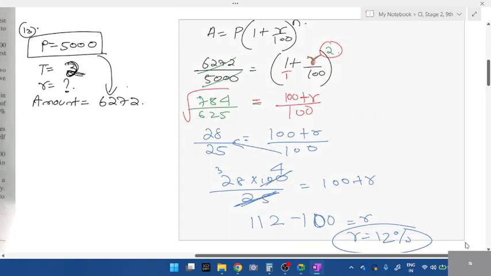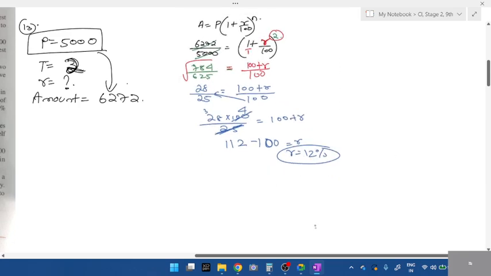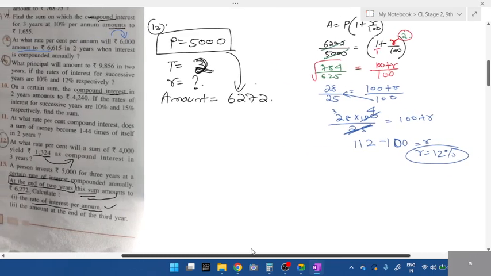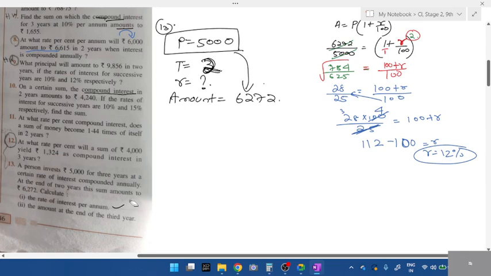Okay, I'll read the question once again. You'll understand this. Did you all complete? All three of you got 12%? See, I'll read it again. Then definitely you'll understand how to do the next one. Look, the principal is 5,000 for 3 years at a certain rate. Principal is 5,000 for 3 years.